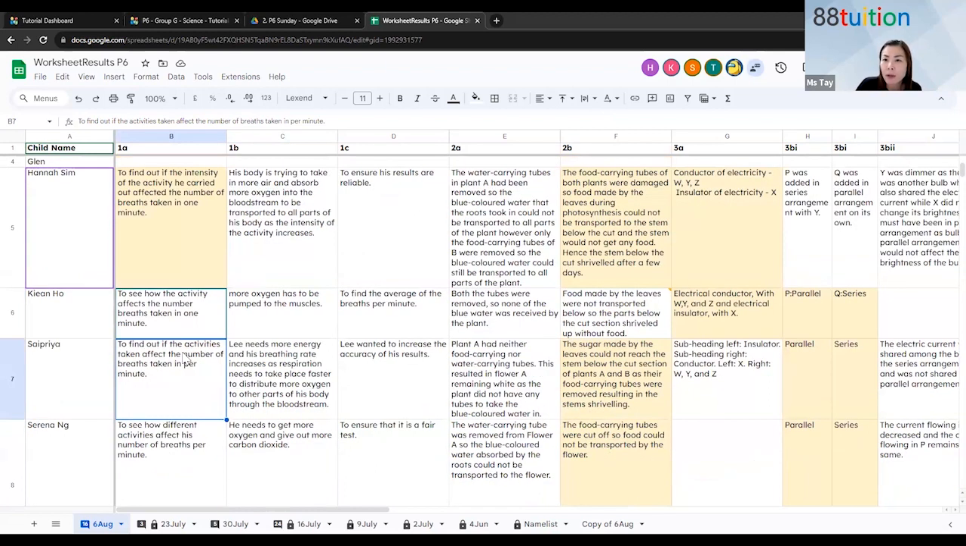Priya, for Tom, to find out if the activities taken. Activities taken, not activities taken. It should be activities he's engaged in. The activities that he's engaged in sounds better. All right, but you got a point there. It's about activities as well as the number of breaths taken in. You just need to edit a little bit on this part here.